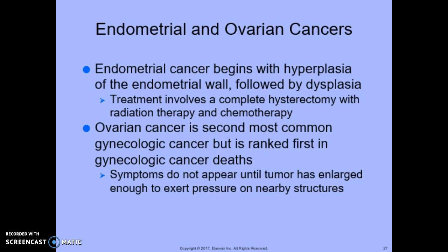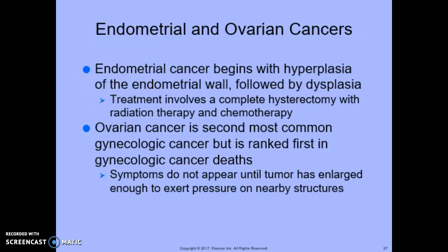Endometrial and ovarian cancers. Endometrial cancer begins with hyperplasia of the endometrial wall, followed by dysplasia. The treatment involves a complete hysterectomy with radiation therapy and chemotherapy. Ovarian cancer is the second most common gynecologic cancer, but is ranked first in gynecologic cancer deaths. Symptoms do not appear until the tumor has enlarged enough to exert pressure on nearby structures. So usually it's found when the patient is complaining of pressure or pain.